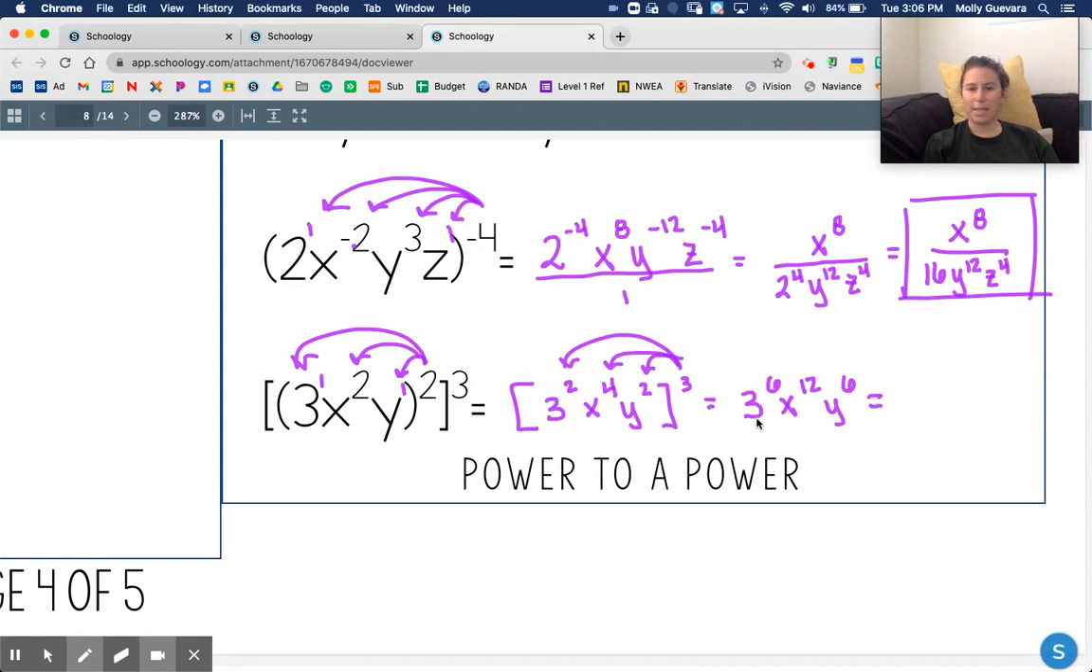And then the last thing would just be to figure out what 3 to the 6th is. And you can put that in your calculator. That's not something that I expect you to know off the top of your head. But here it's 729. X to the 12th, y to the 6th. And that is my simplified answer.